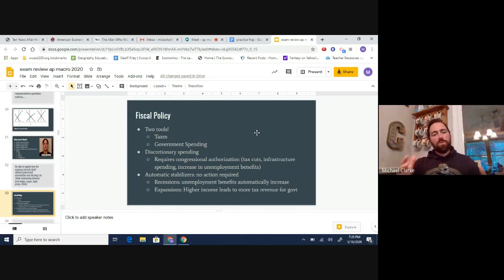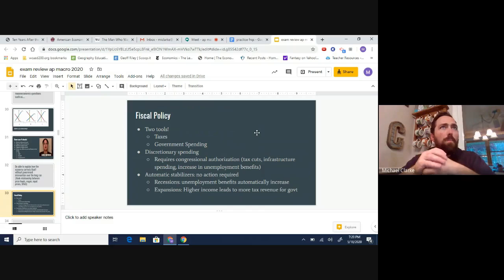All right. And they have 2 tools. The government has 2 tools. Federal government. Taxes and government spending. Okay. Keep in mind that if you encounter a term known as discretionary spending, what discretionary spending means is it's a spending measure that requires congressional authorization, meaning congressmen and women have to vote on it. It doesn't just happen without their vote. They got to vote on it.